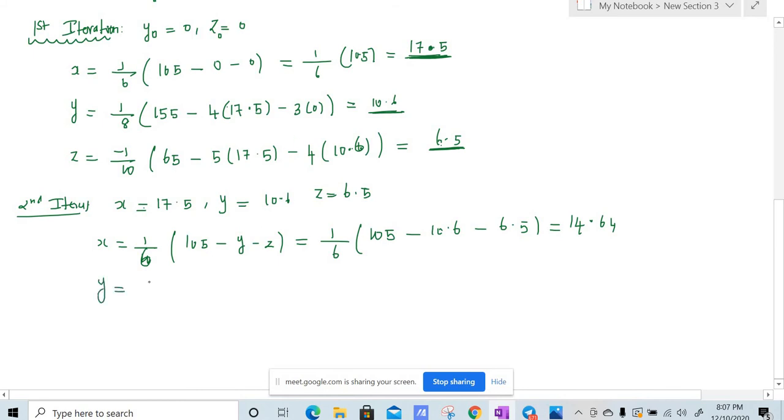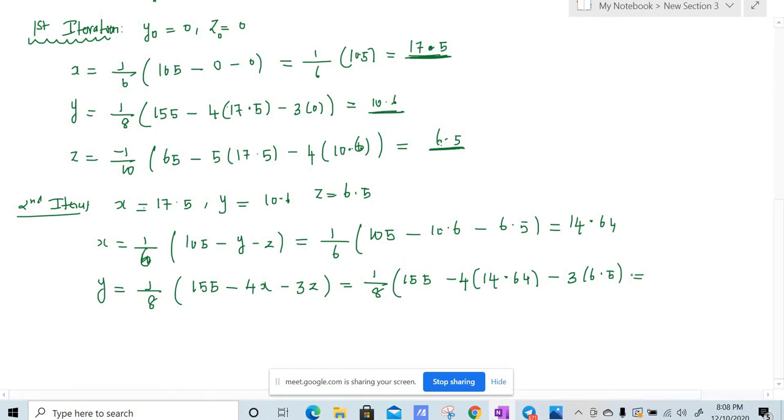And what is y? y is 1 by 8 into 155 minus 4x minus 3z. So this will be 1 by 8 into 155 minus 4 into, you should not take the old value as x. The updated value for x is 14.64. You need to always choose the updated value, minus 3 into z, there is no updated value, so it is 6.5. Again you just multiply 155 minus 14.64 into this, and we will have 9.62.